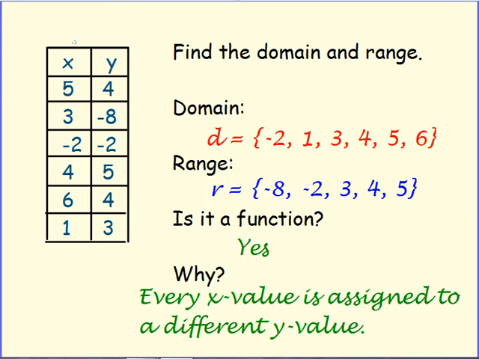Here my relation looks a little different. I've got it in a table. I can create ordered pairs out of that. The domain, again, is all the x values in order, least to greatest, no repeating. The range is all the y values in order, least to greatest, no repeating. This is a function because every x value only has one y value assigned to it.